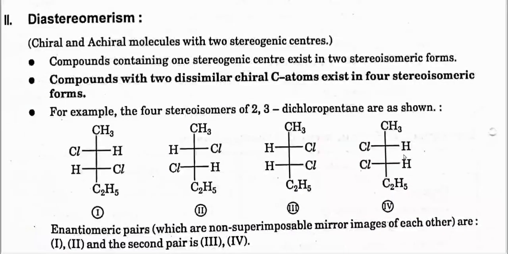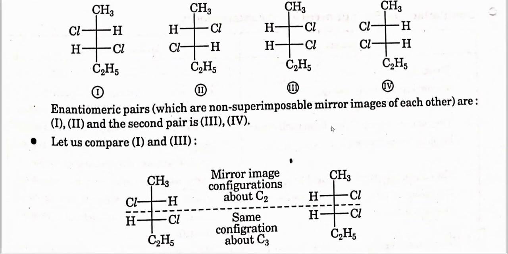Diastereomerism. Chiral and achiral molecules with two stereogenic centers. Compounds containing one stereogenic center exist in two stereoisomeric forms. Compounds with two dissimilar chiral carbon atoms exist in four stereoisomeric forms. For example, the four stereoisomers of 2,3-dichloropentane are shown as figures 1, 2, 3, and 4. Enantiomeric pairs, which are non-superimposable mirror images of each other, are 1 and 2, and the second pair is 3 and 4.